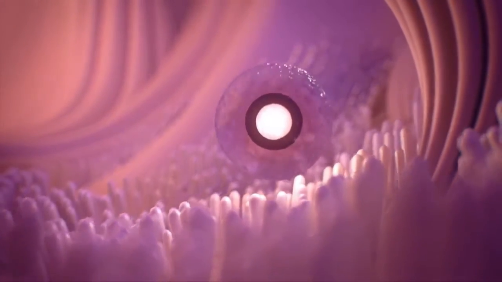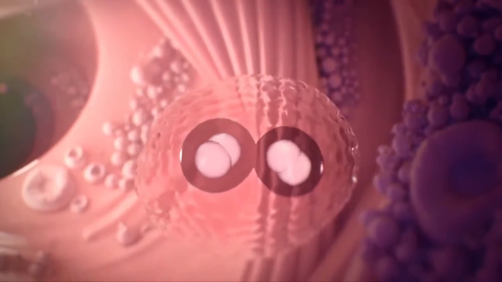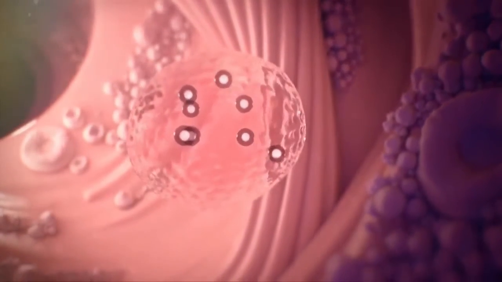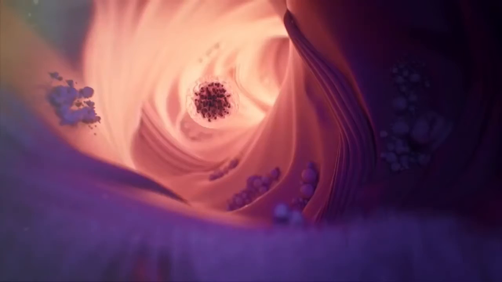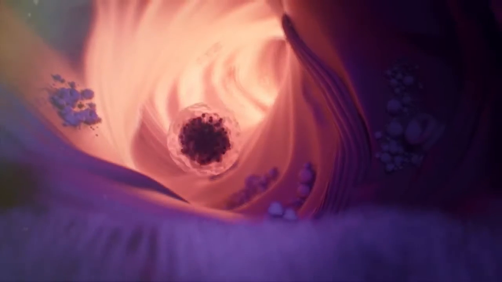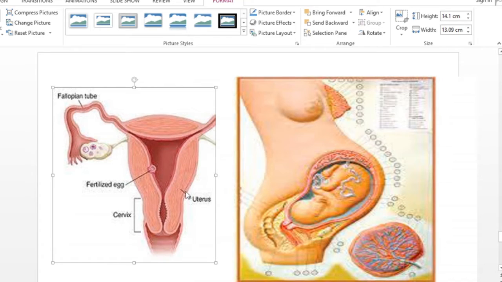Here, the zygote undergoes division to form a 2-celled stage, then again into a 4-cell stage. Another mitotic division takes place and an 8-celled compacted morula is formed after the 5th day of fertilization. This morula moves down into the uterus and gets attached to the uterine wall. Here you can see the implanted fertilized egg. It is in the inner lining of the uterus.